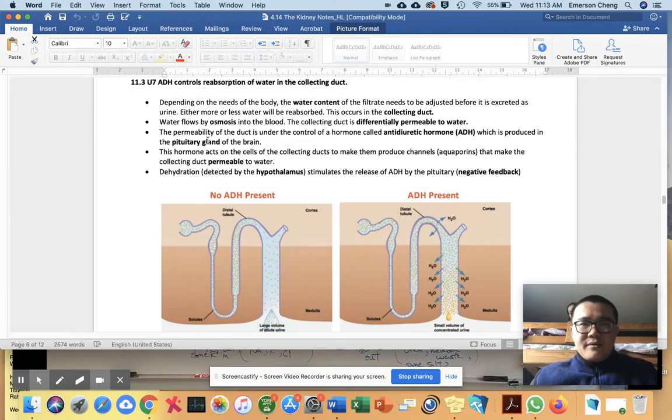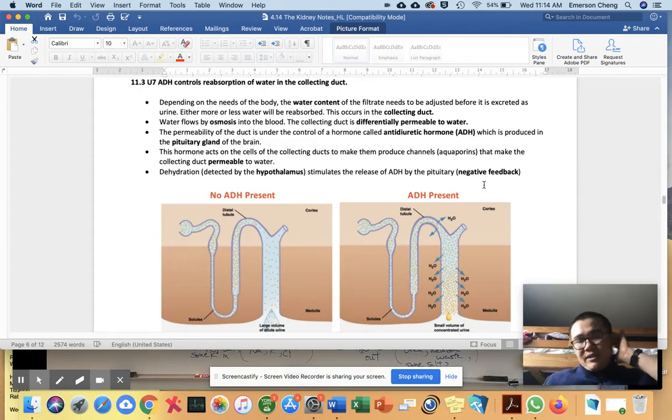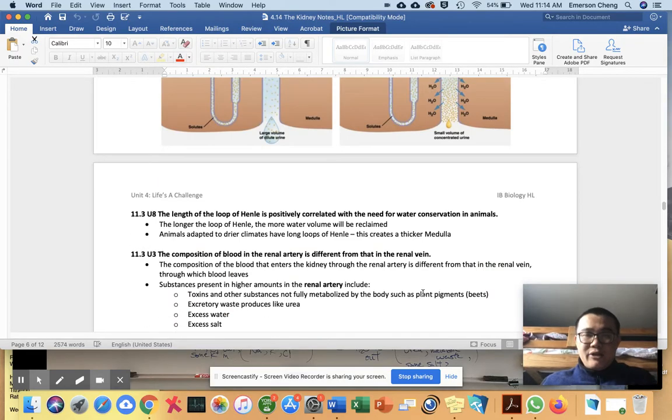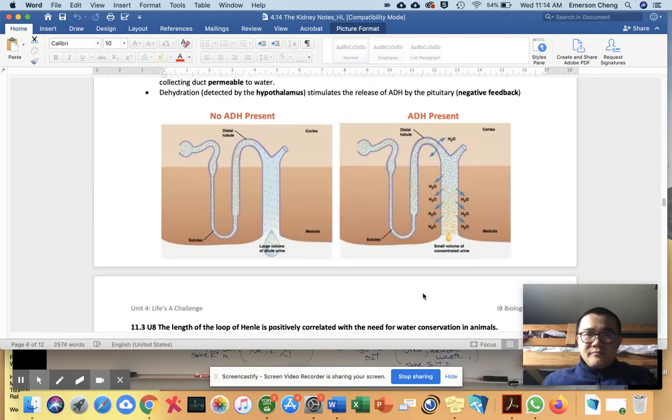Okay. So the permeability of the duct around here, how permeable it is to water, is under the control of ADH, released by the pituitary gland. It either makes a channel more porous or permeable, or not. Dehydration releases ADH, which is a negative feedback. So if you're dehydrated, you have more ADH, so you reabsorb more water.